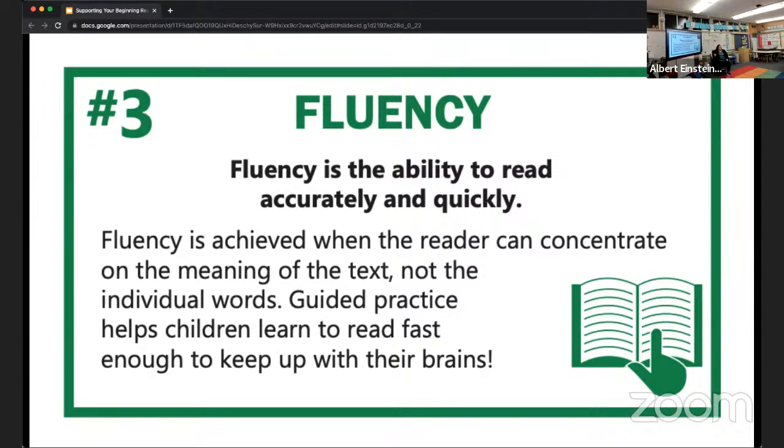Fluency is important because until you have the ability to read smoothly, you can't really understand what you're reading. You can't think about what this is about that I'm reading. You're focused more on how to sound out this word. And we want kids to be able to understand what they read. So fluency is a big part of that. Andrea, can you go to the next one?